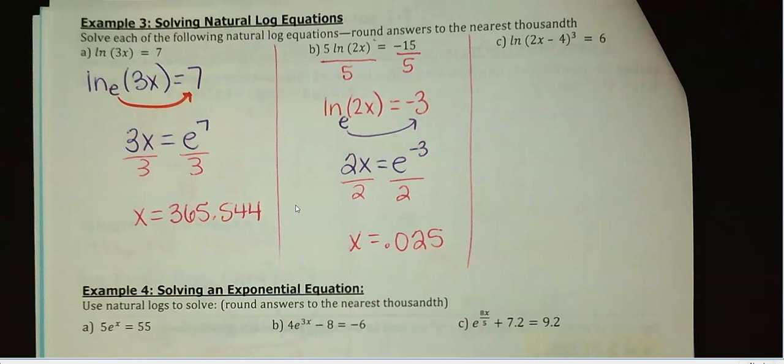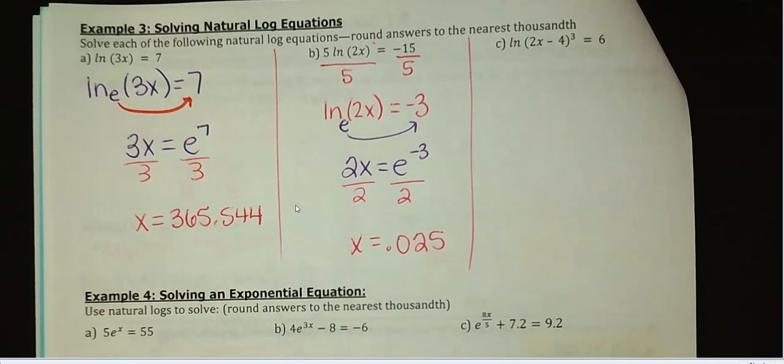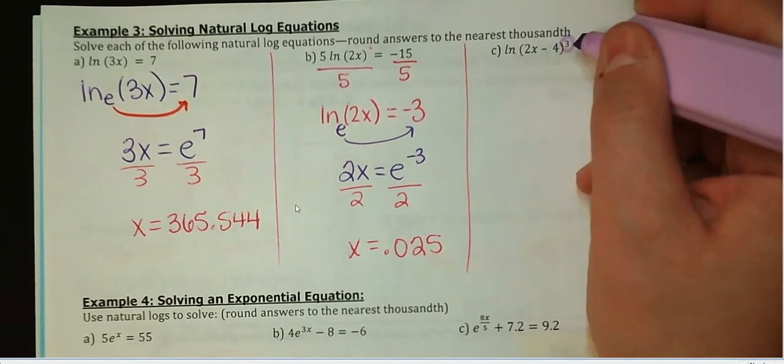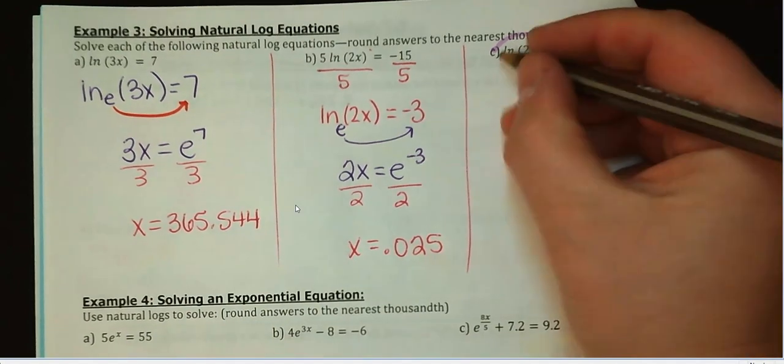Okay, now the last one, there's 2 different ways you could do this. I have natural log 2x minus 4 to the 3rd. Here's what I would actually recommend here. I would take that 3 and I would actually reverse the power rule here. I would actually put that down in front, and it's just going to save me having to take a cube root. That's all I'm trying to do here. I'm going to put that 3 down in front real quick.